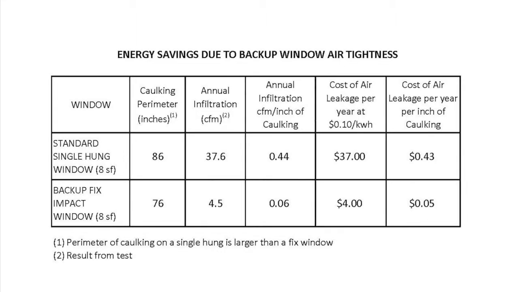Reviewing the annual infiltration rate from the backup window, the infiltration was only 4.5 cubic feet per minute, which in this case divided by 76, which is the perimeter of the caulking on this window, we reach 0.06 CFM per inch. The cost of air leakage per year in this case comes down to 5 cents per inch of caulking.